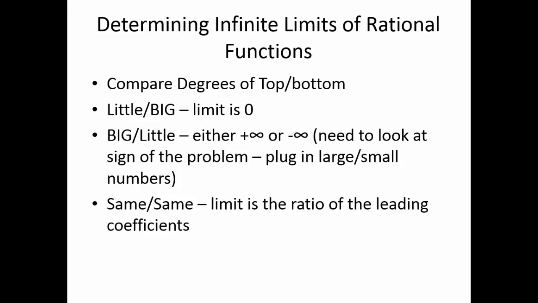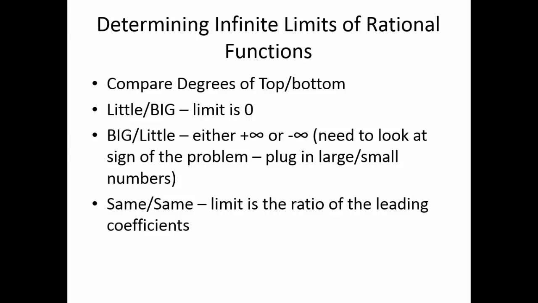If you have a big degree over a little degree, then you're either going to be going off to positive or negative infinity. I can't definitively tell you one way or another. What you have to do for each problem where this happens is look at the signs in the problem and just play around with either large or small numbers and see whether the numbers are positive or negative. That tells you if it's positive or negative infinity. We know they're going to be getting really big or really small if it's going to infinity.